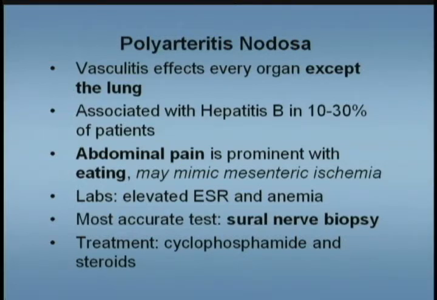Angiography looks inside the mesentery of the guts and sees a characteristic stenosis and beaded pattern of the mesentery inside the bowels. Polyarteritis nodosa. What is different? What's unique? Not lung. What's unique? Hepatitis B. What's unique? Angiography. P-ANCA is only positive 20 to 30%.